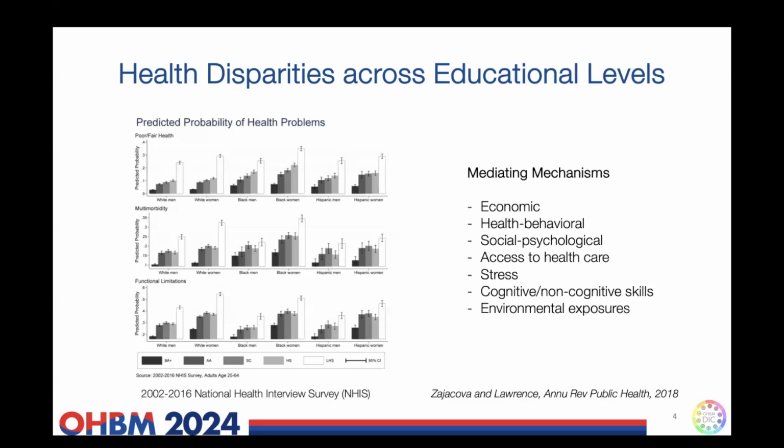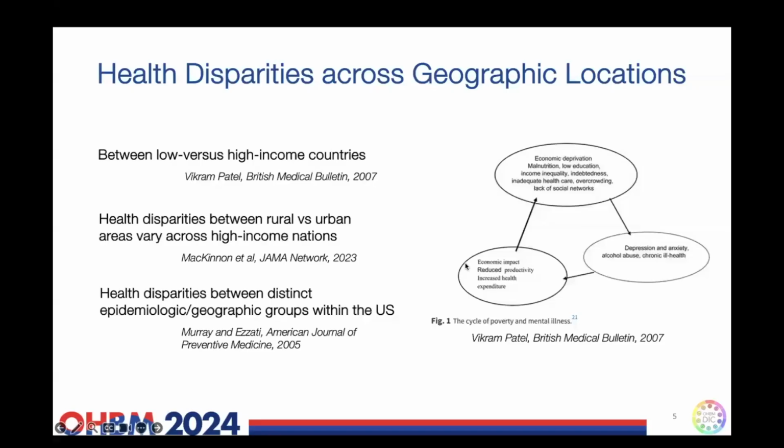Interestingly, access to healthcare also has a role in explaining health inequalities by education, highlighting a role of social factors in this relationship. Health disparities also have a relationship to geographic locations. They found health disparities between low versus high income countries, and also health disparities between different areas in a certain country that also vary across high income nations. And even looking into a single country such as the US.